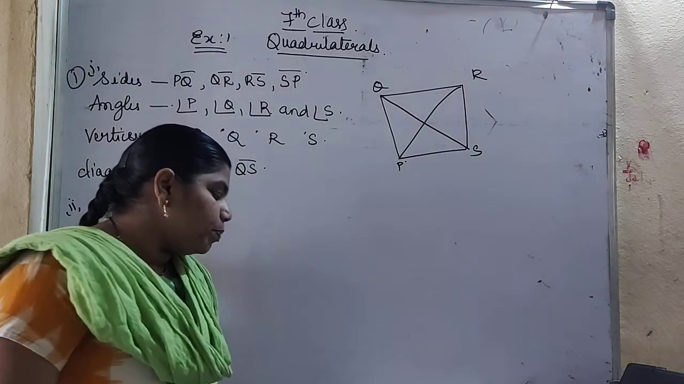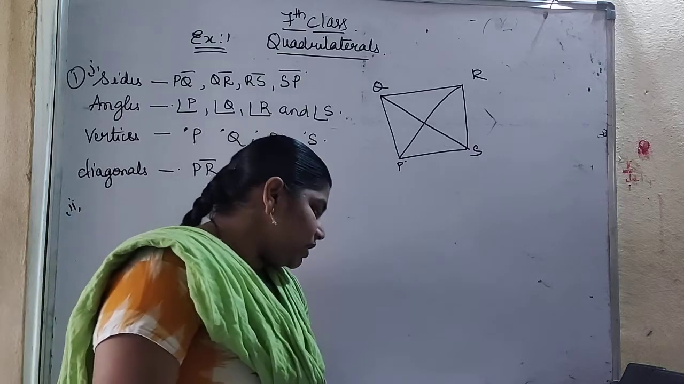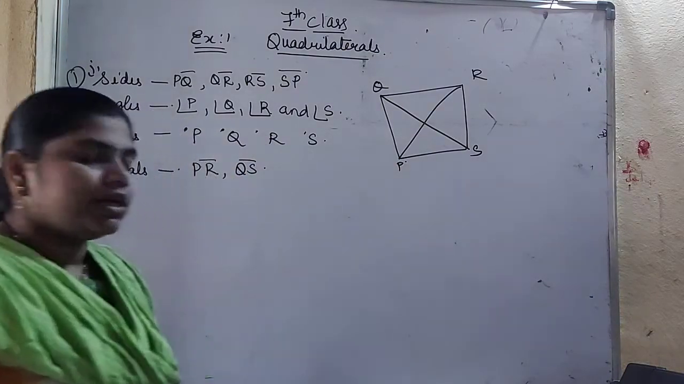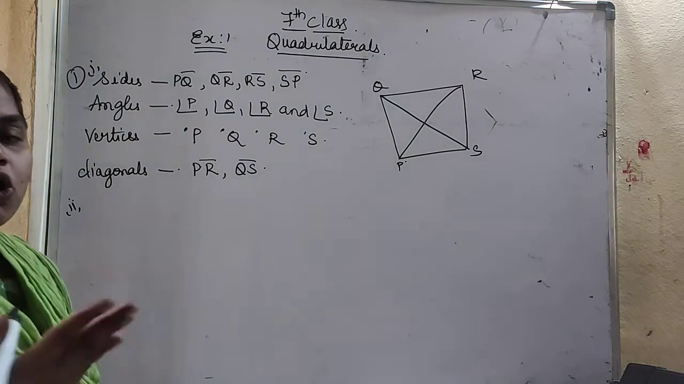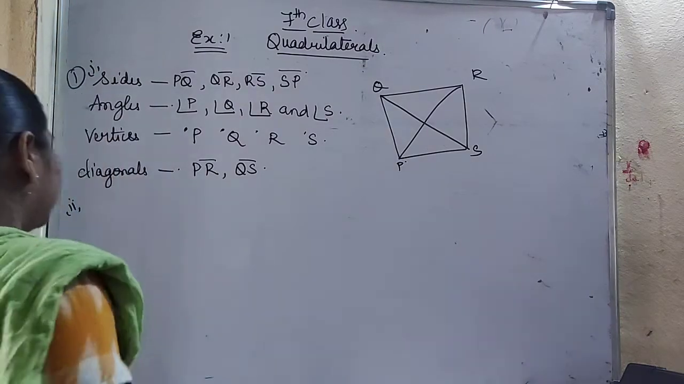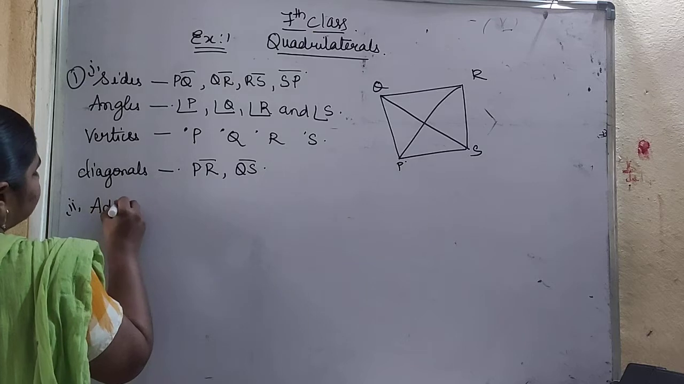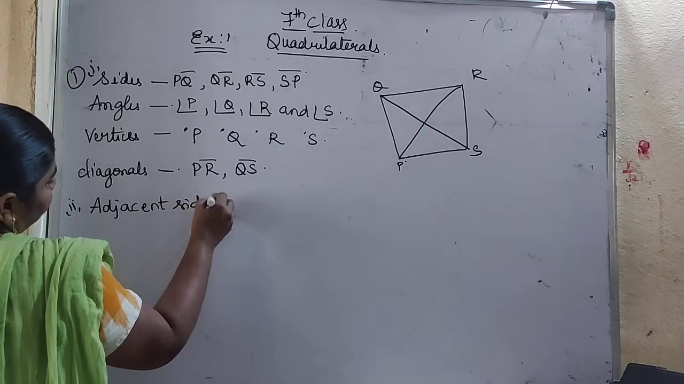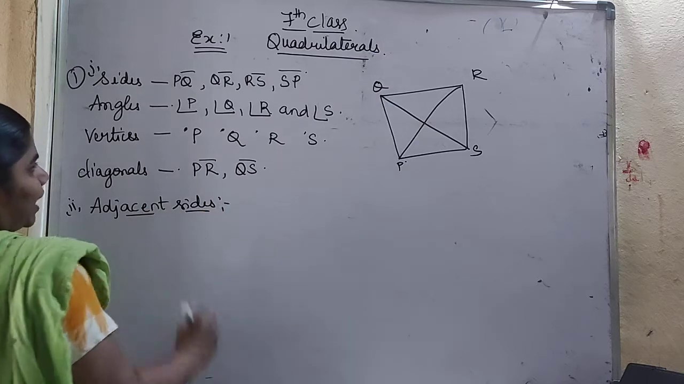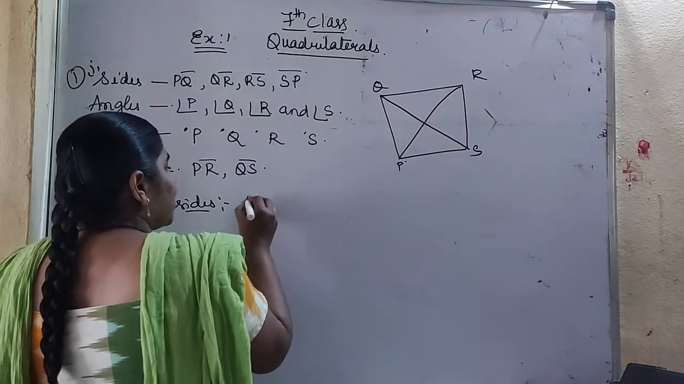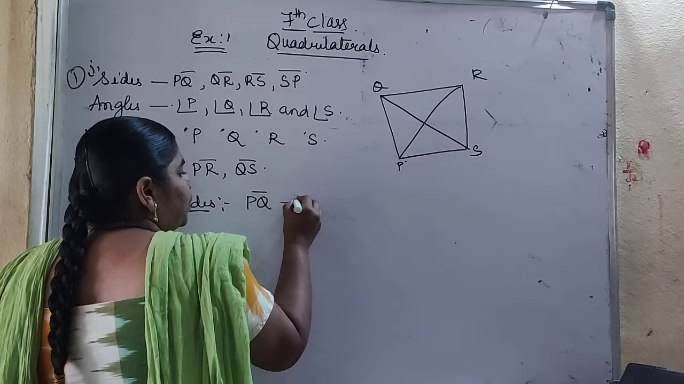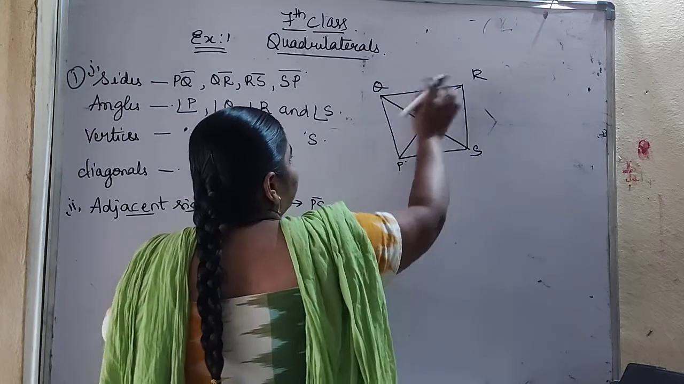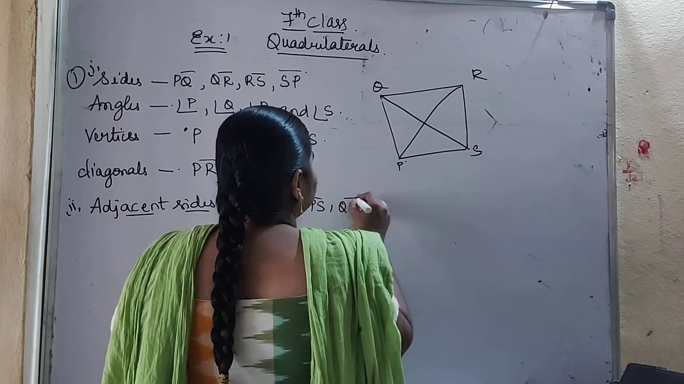Also name all the pair of adjacent sides, adjacent angles, opposite sides and opposite angles. So we have to name what are the adjacent sides and adjacent angles, opposite sides and opposite angles. So first adjacent sides. What are adjacent sides here? First I am starting with PQ. For this PQ, what are the adjacent sides? PS line segment and QR line segment are the adjacent sides.